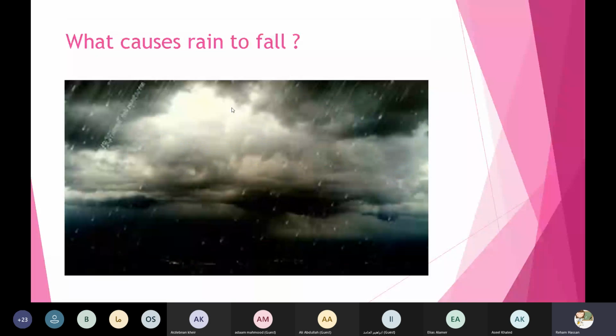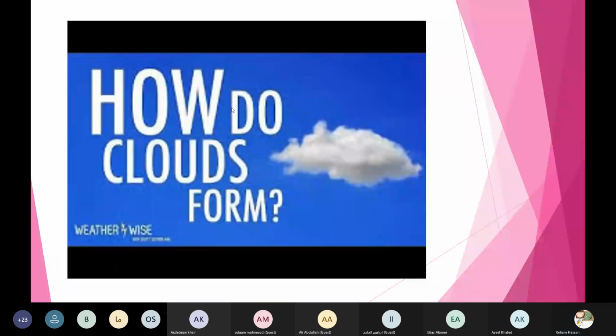Good one. If you have any answers, open your mic and answer me. How do the clouds form? Any answer? From the water? Yes, amazing. From the water. Yes, Adam, Asil, Khalid, thanks a lot. Grade 1, so the clouds form from the water, but what is it, the water? I will show you.